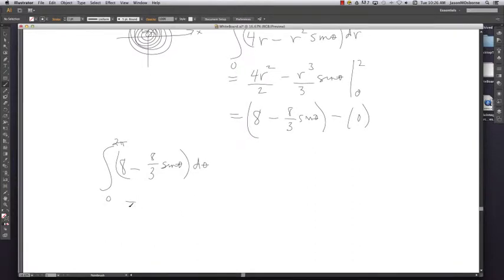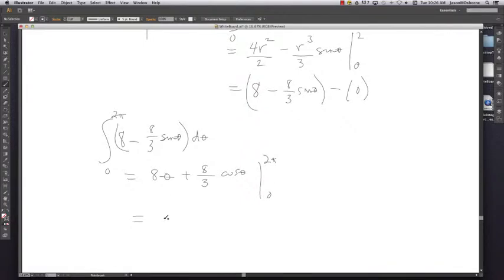And these are really easy integrals to do. You're going to get 8 theta minus 8/3. What has a derivative of sine? That would be a negative cosine of theta. And then we need to evaluate from 0 to 2 pi.